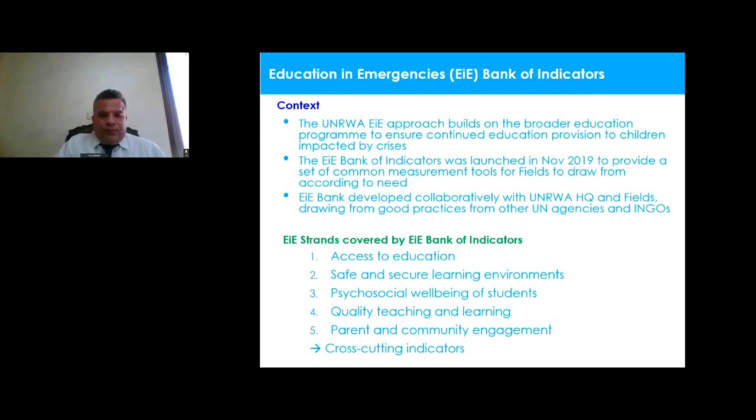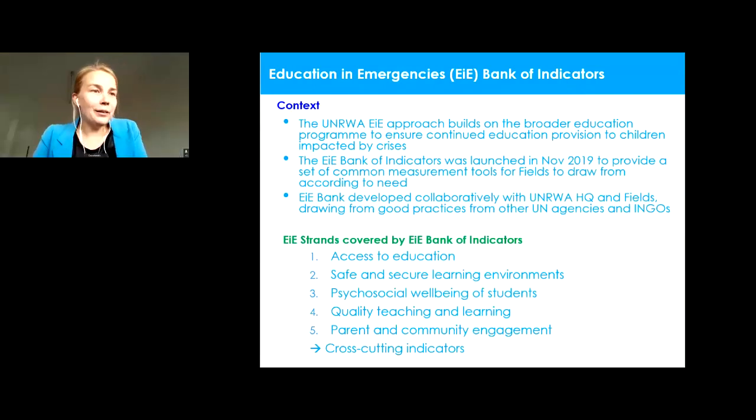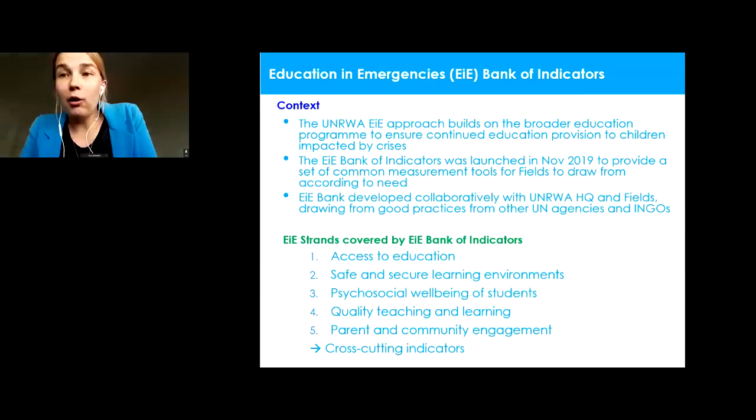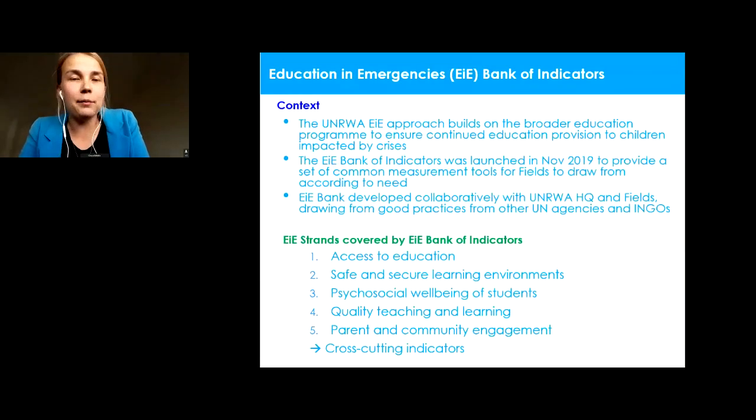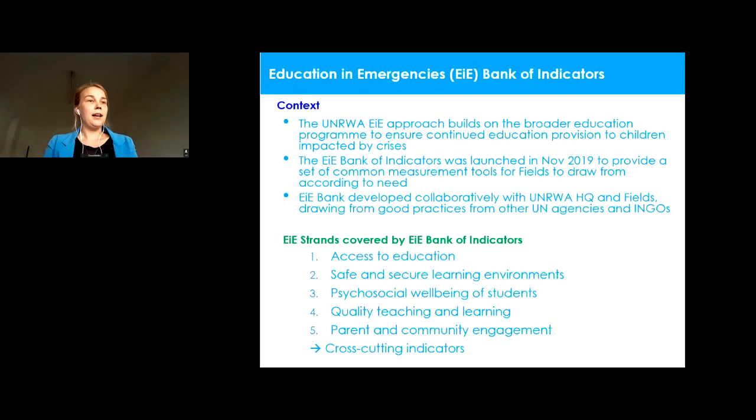Okay, good. So as mentioned at the outset, there's a continual need to measure all that we do. And when the context demands that we do things differently, that means we have to measure things differently. So as UNRWA, as an agency working in a conflict context, we've developed an education in emergencies approach, which builds on the broader education program to ensure continued education provision when children are impacted by crises.